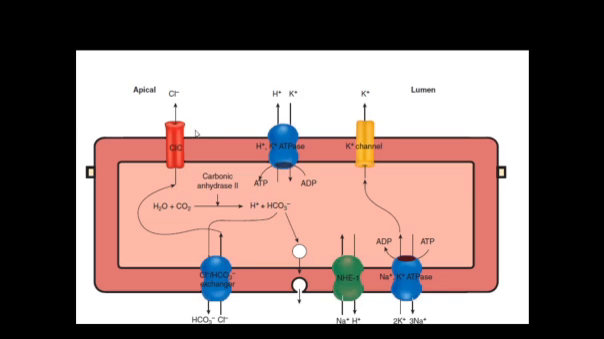Now this H plus is pumped out into the luminal side. This side of the parietal cell is the basolateral side where bloodstream or interstitium is present. On the apical side, the lumen of the stomach is present. So the H plus ion formed from carbonic acid is pumped out actively with the help of proton pump, which pumps one H plus ion into the lumen in exchange with potassium ion, utilizing one ATP. This is the site where all the proton pump inhibitors act.